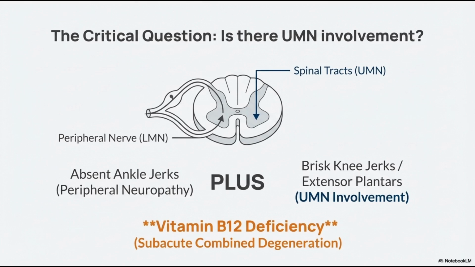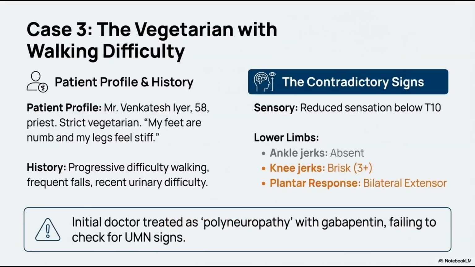Next. Now let's talk about UMN involvement. This helps us in diagnosing a condition called subacute combined degeneration, which is more commonly seen with vitamin B12 deficiency. In the previous case, the patient was having all diabetic features. If instead of that, the patient was having upper motor neuron involvement, like spasticity and hyperreflexia, then we would have diverted our investigation panel towards the B12 levels in specific.